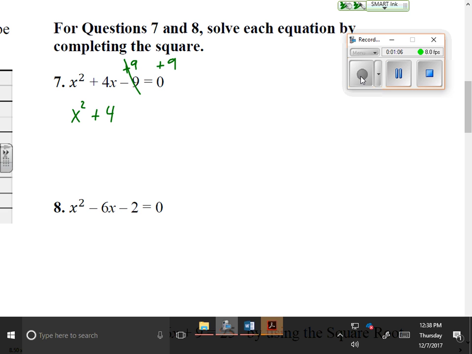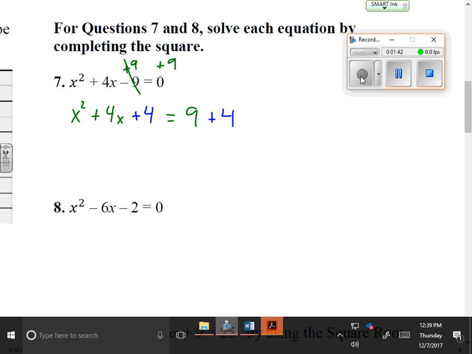Rewrite the problem. Leave a little space. And what we want is to put the value we need to make this a perfect square trinomial here. Half of 4 is 2. 2 squared is still 4. So we need a plus 4 right there. But just like before, we have to do the same thing to both sides to keep balance.